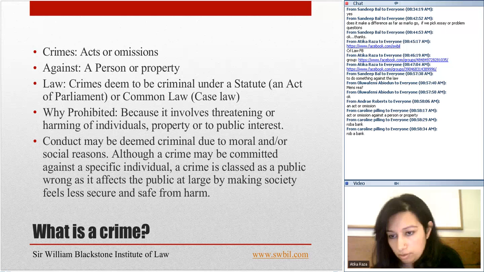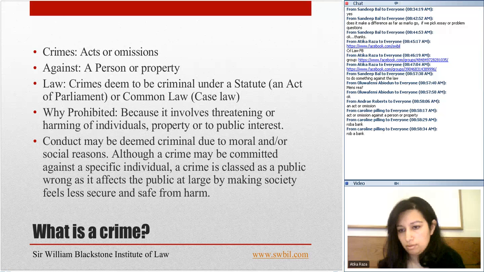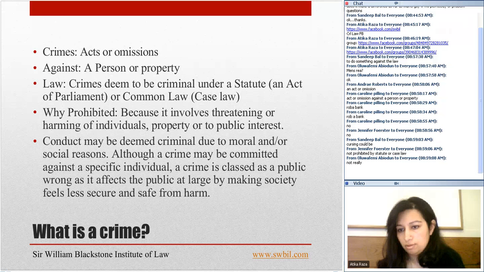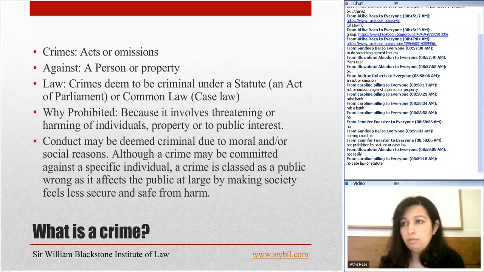No. Why not? It's not prohibited by law. The law does not tell you not to curse. You can boo against any team you want. It's not a crime. There's no case law or statute against it. It's not harming anybody physically. It's not harming anyone's property. It may be hurting your feelings.